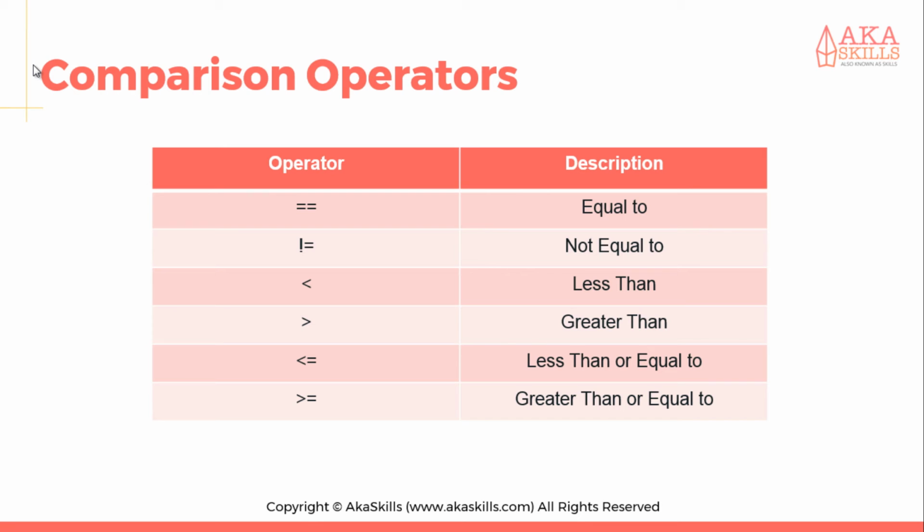Next is the less than or equal to. Now this is much more interesting because this operator actually checks if a value is lower or is the same with another value. Its counterpart is the next, which is the greater than or equal to, which is used to check if one value is more than or the same with another value. So these are the 6 comparison operators we use in PHP.